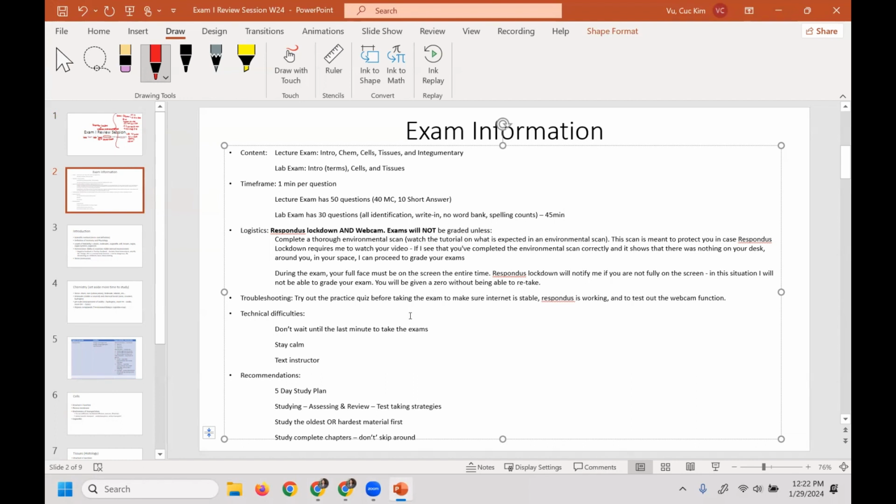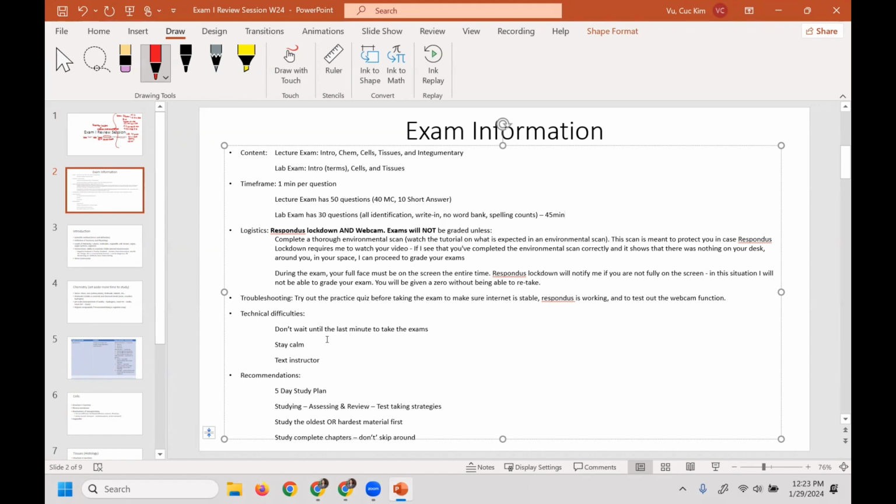So some troubleshooting. Before you take the exam, practice using the practice quiz. That one you can take as many times as you want. It's more just to make sure that your computer or whatever you're working on is compatible with Respondus Lockdown. So use the practice quiz to make sure that, for example, your internet is stable, Respondus Lockdown is working, and to test out the webcam function.